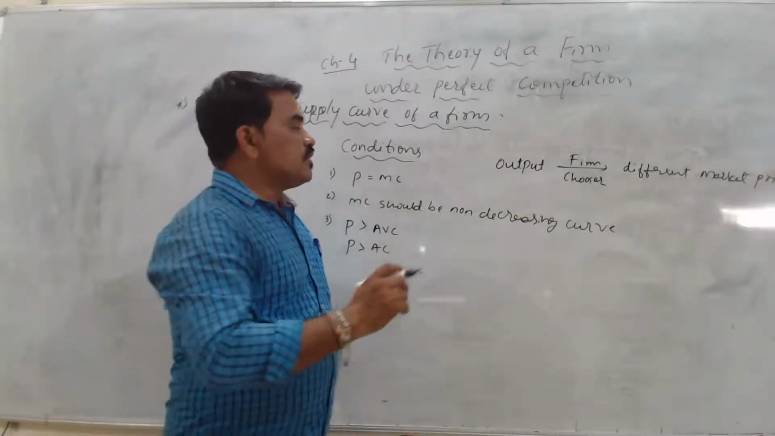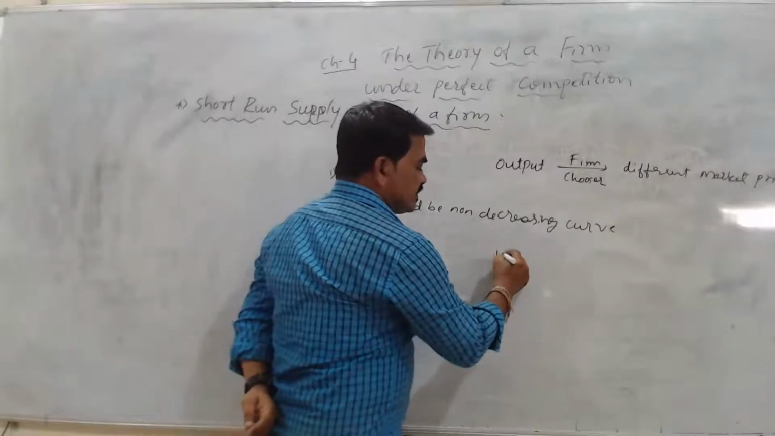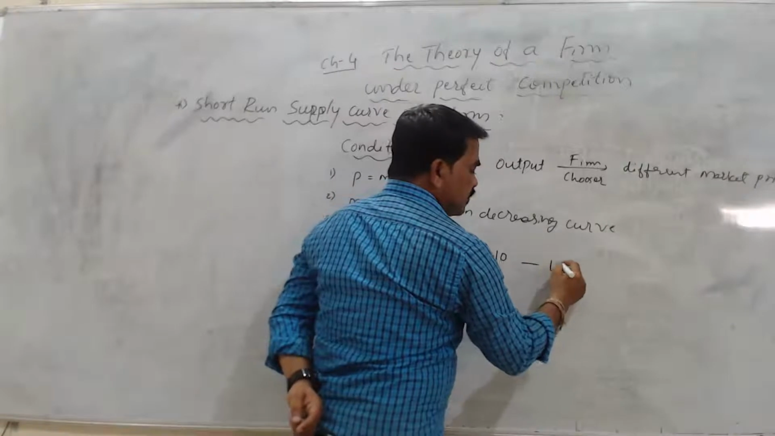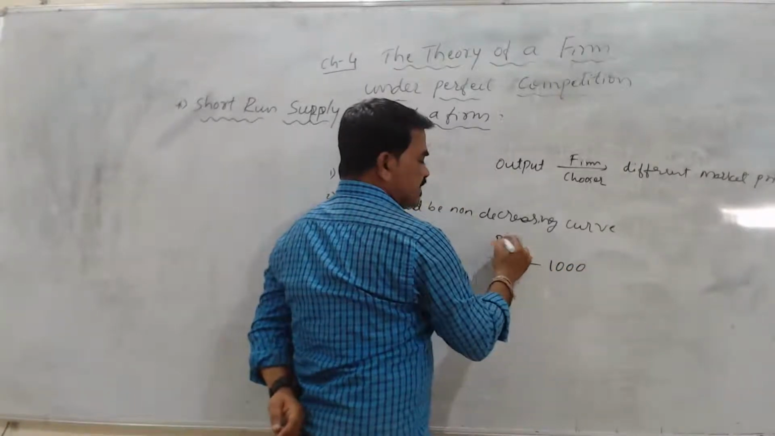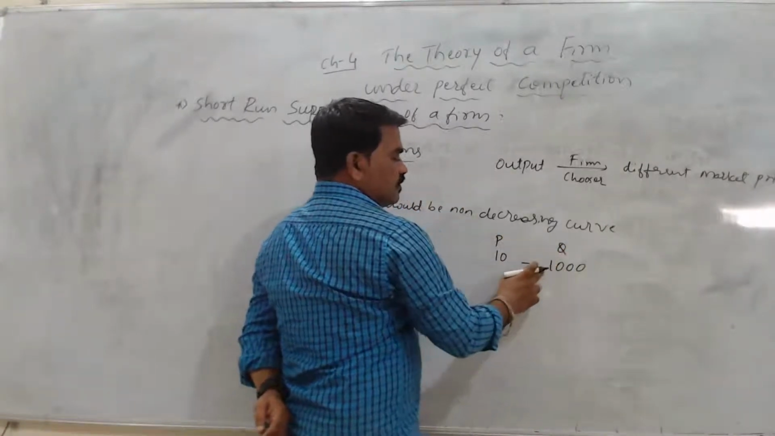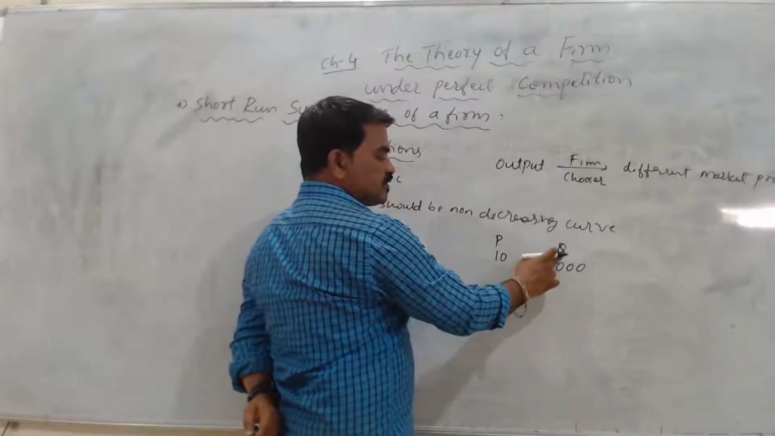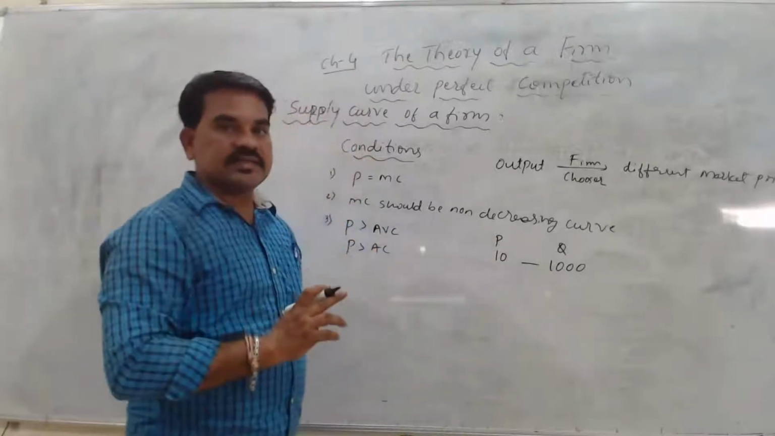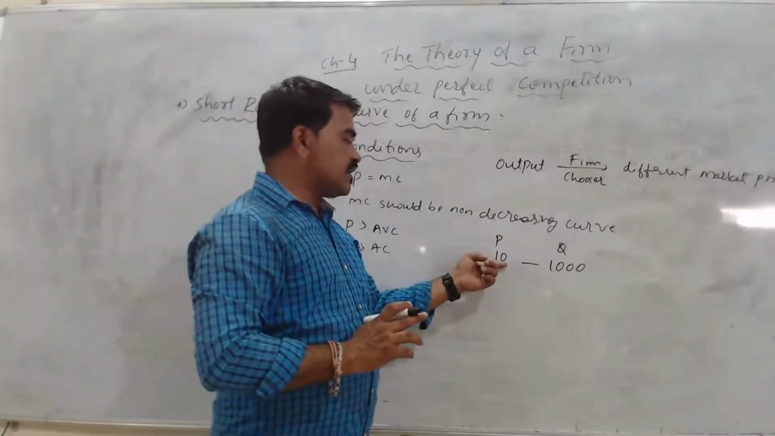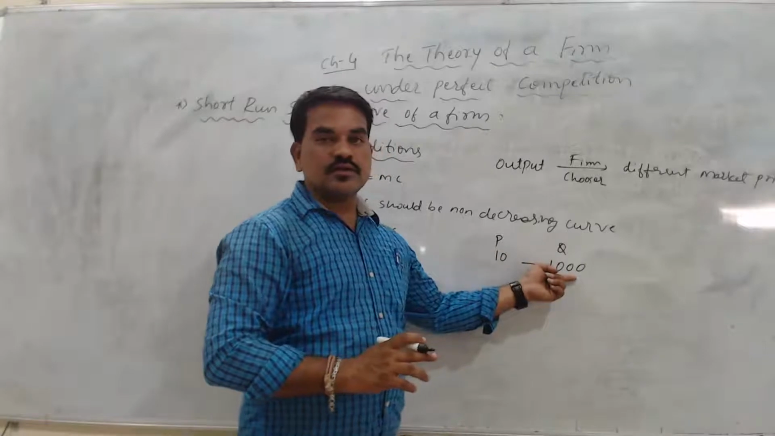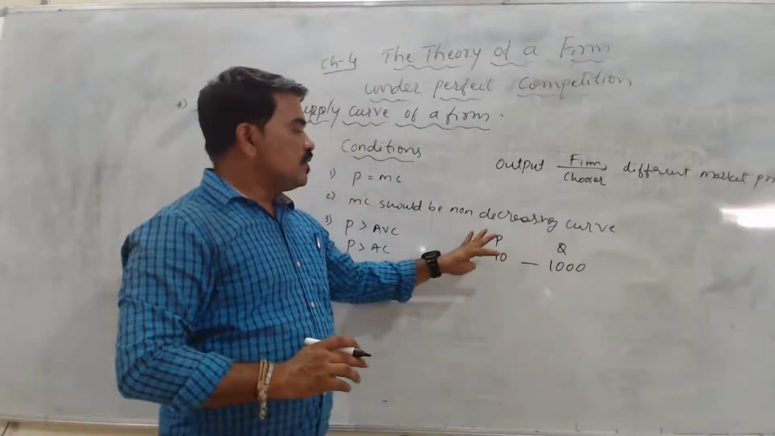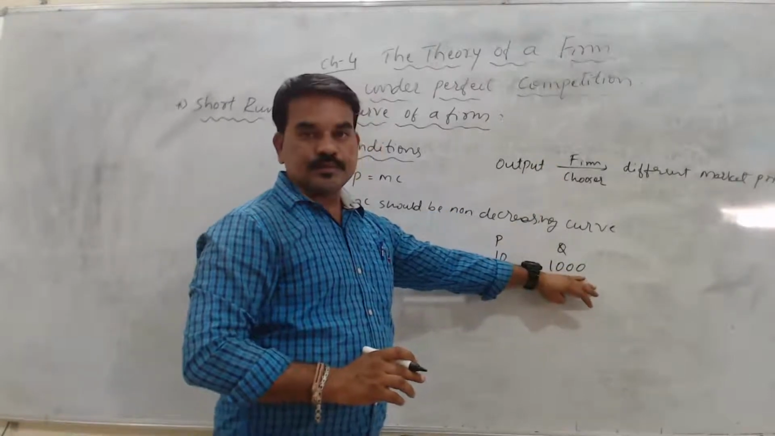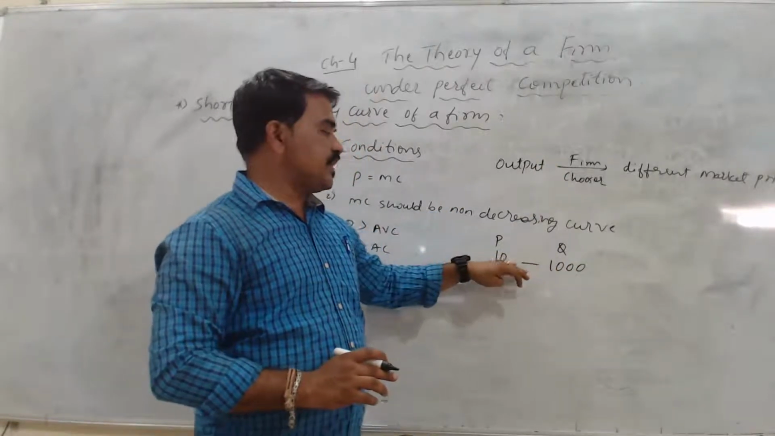Okay, so suppose market price is 10 rupees, then the firm chooses to produce 1000 units at this price. If the firm decides to produce this much quantity, then it means that the firm is getting maximum profit at this market price if it produces 1000 units. So now the firm decided that it will produce 1000 units at this price.